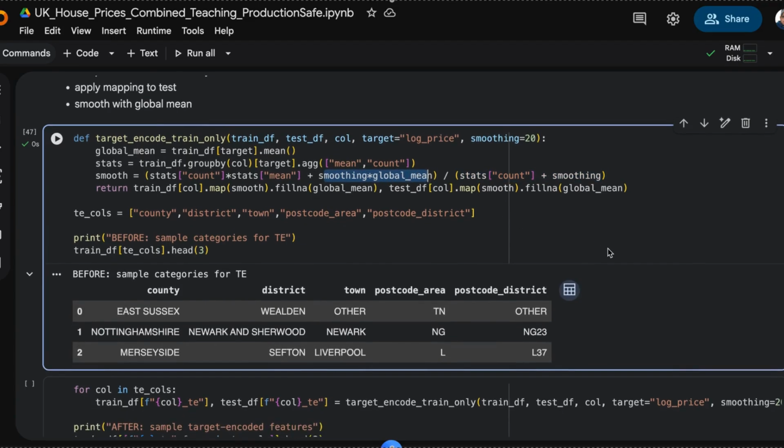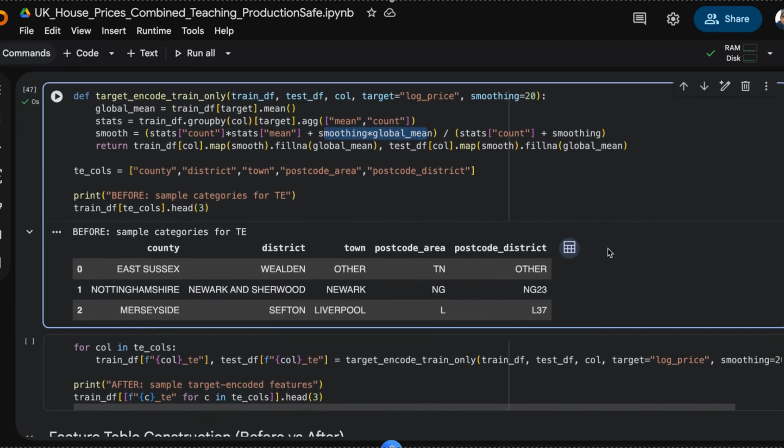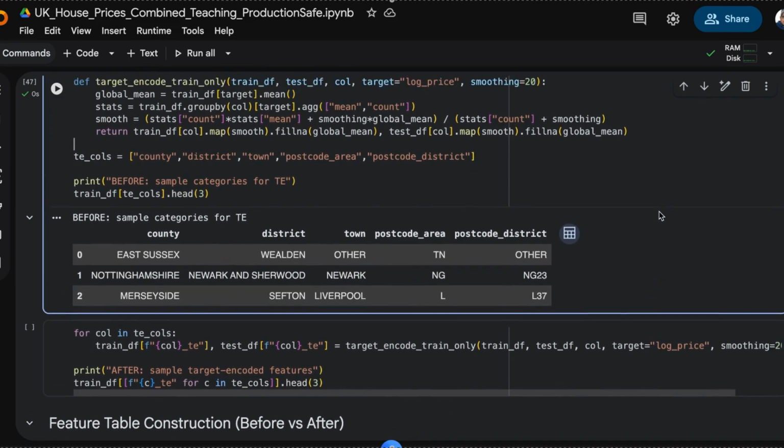To reduce instability, we apply smoothing. We combine the category mean and the global mean, weighted by how many observations the category has. Categories with many observations rely mostly on their own mean. Categories with few observations are pulled toward the global average. This prevents extreme values from small samples.